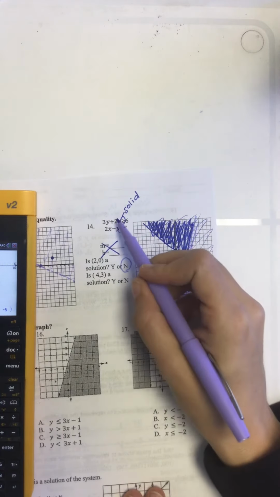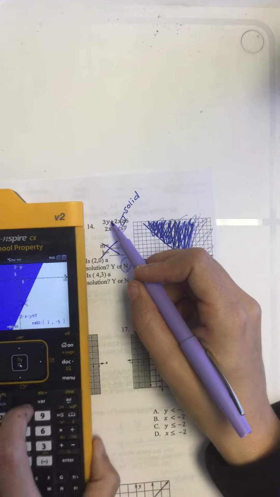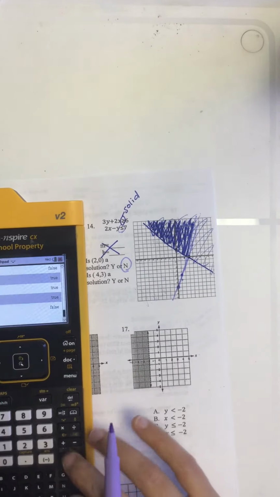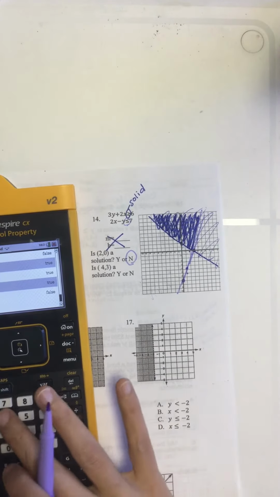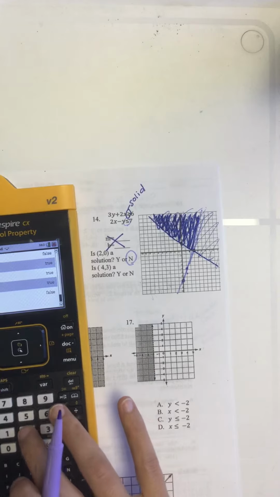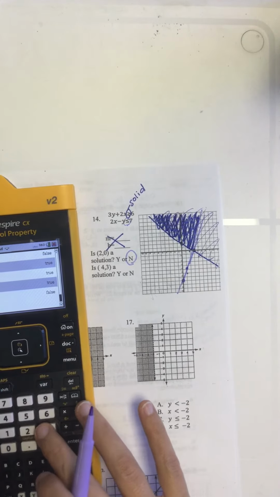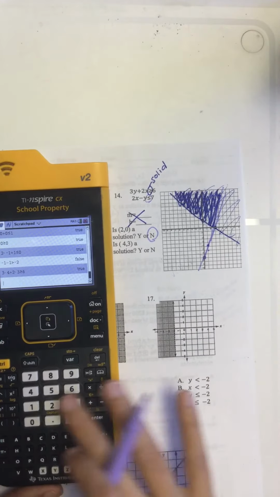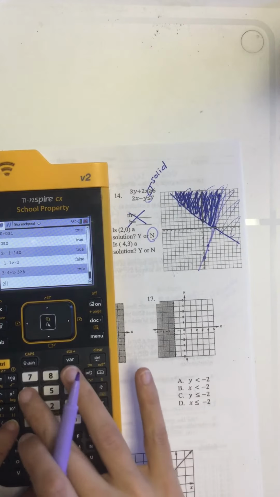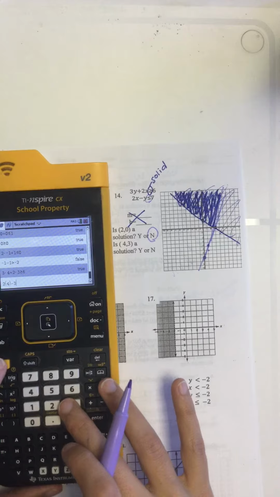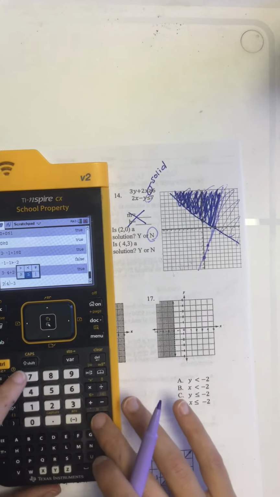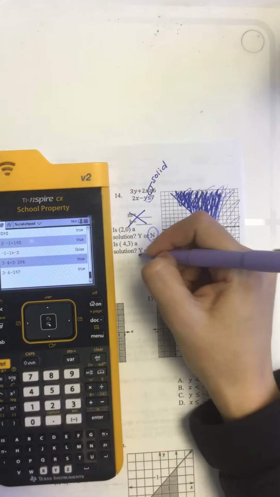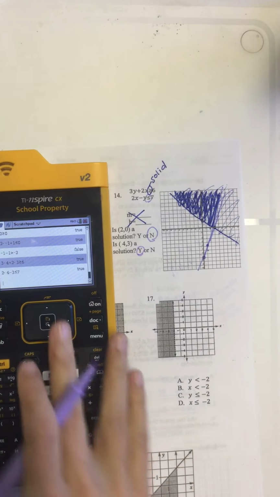So I'm going to make sure I plug them in up here and see, is (4, 3) a solution? Does that make our equations true? So 3 times 4 plus 2 times 3, is that greater than or equal to 6? Yes, it is. 2 times 4 minus 3, is that less than or equal to 7? Yes, so the answer here is true.